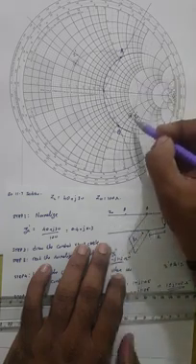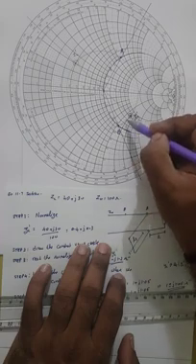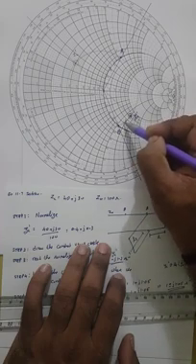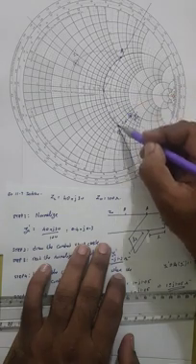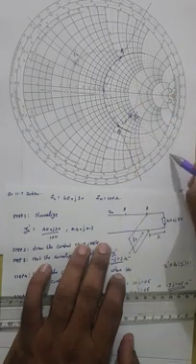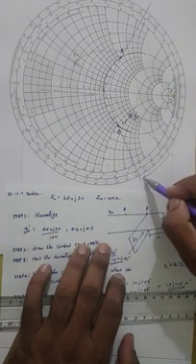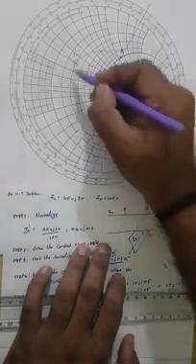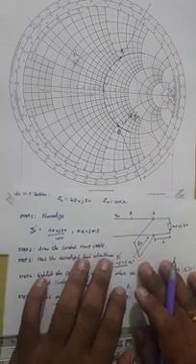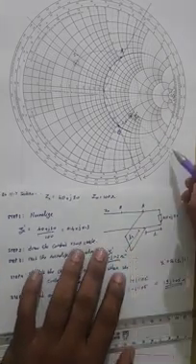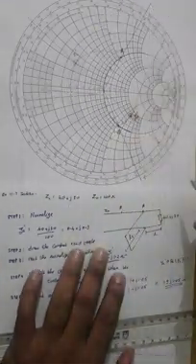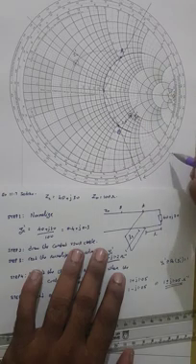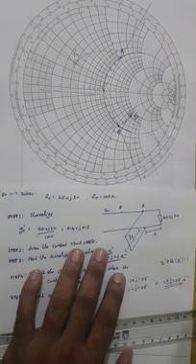You can move towards the generator, so moving through the constant VSWR circle, you can reach over here. So this is one distance that you can compute, and again moving from this spot all the way through the constant VSWR circle, you can compute the second distance to this spot. So let us find where these points are, the electrical length.